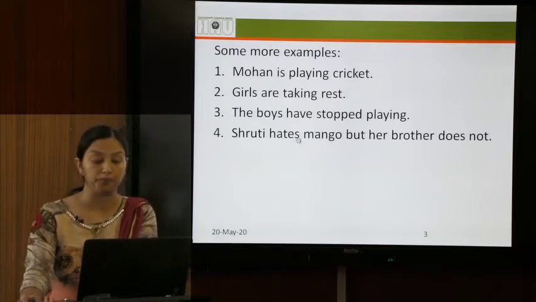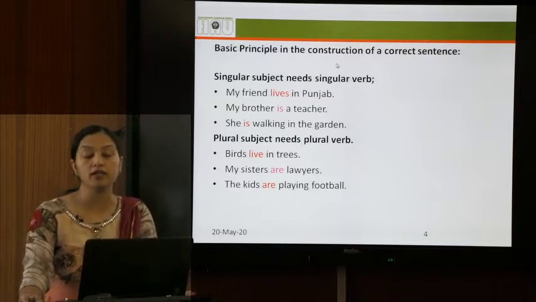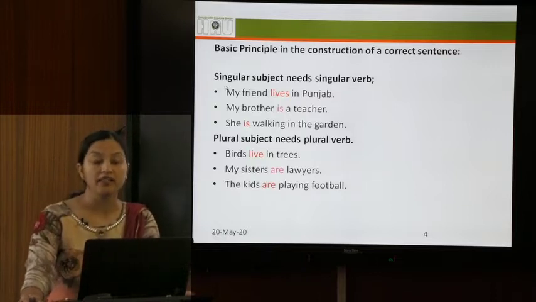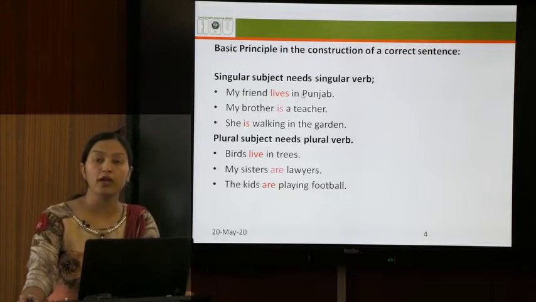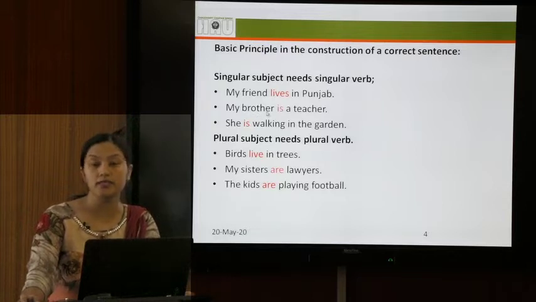So, the basic principle in Concord, or in the construction of correct sentences in the English language, is that a singular subject needs a singular verb and a plural subject needs a plural verb. My friend lives in Punjab. My friend is singular, so we are using a singular verb, lives. My brother is a teacher. Here a primary auxiliary is being used and it is in accordance with our singular subject.